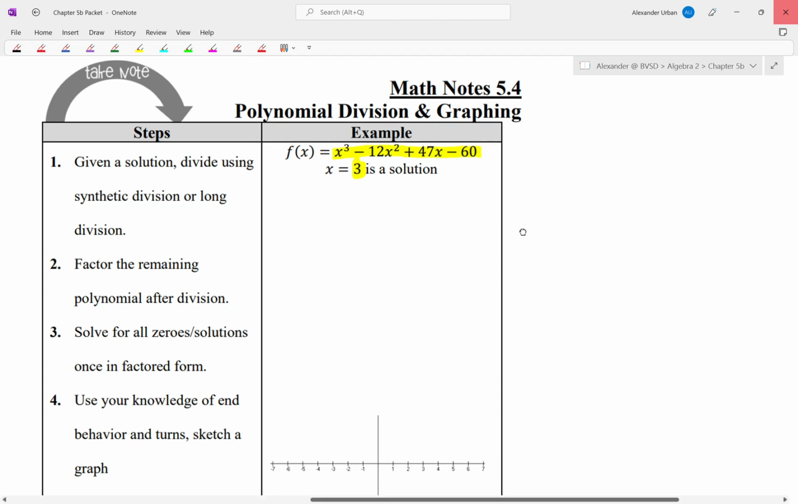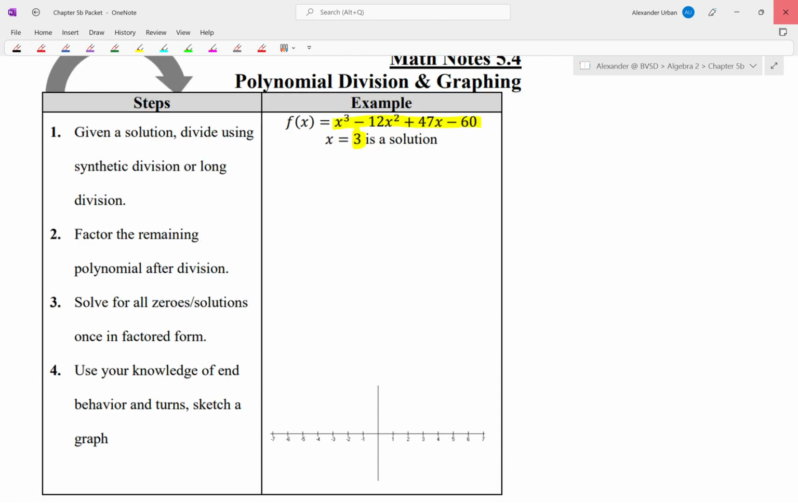So we're going to use synthetic division here because I think that's the easier choice. So 3 goes in my box. I have 1x cubed. I have negative 12x squareds. I have 47x's, and I have negative 60. So from here, I am going to drop my first value. So my first value is 1.